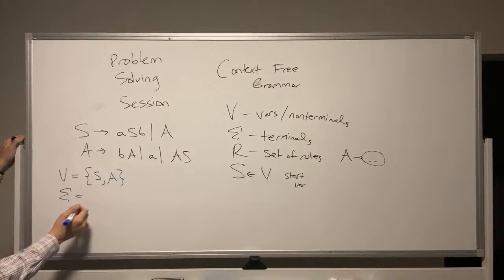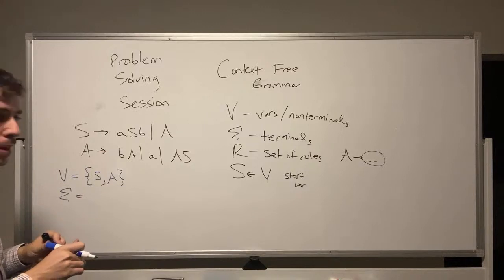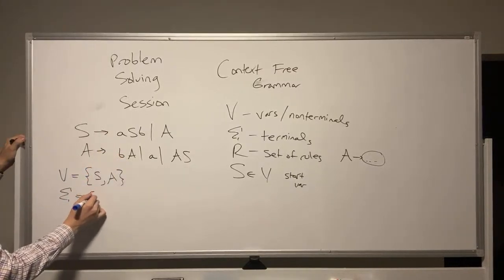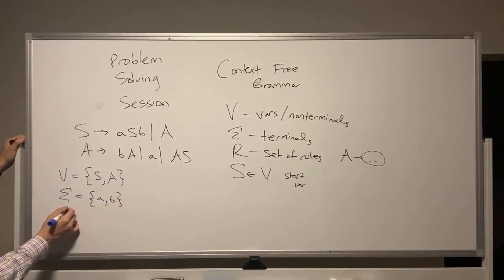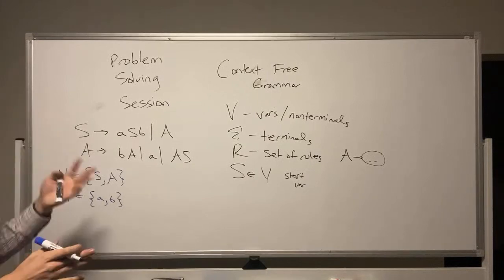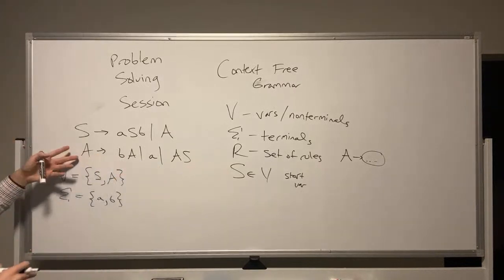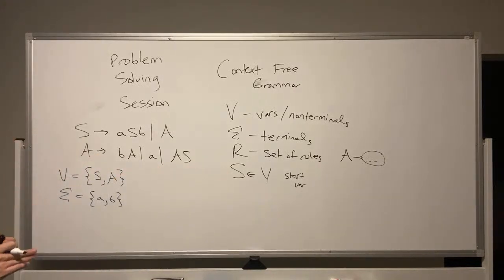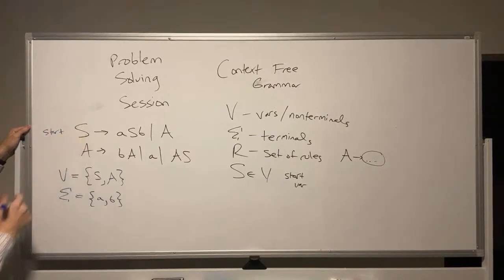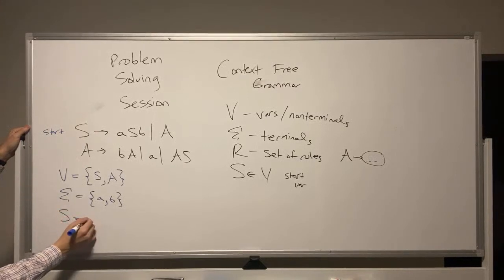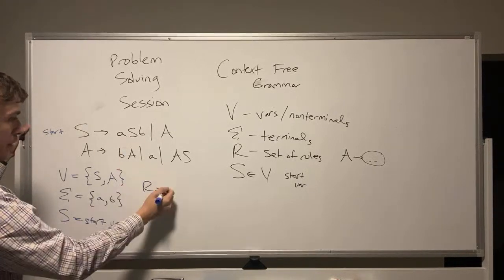The terminals here, usually we denote the terminals as being lowercase, although they don't have to be. In this case, they're a and b. So little a, little b. The start variable we can denote to be either S or A. It doesn't have to be called S, even though in the definition we call it S, it's just a name. So the variable A could be the start variable if we want it to. But let's say that the S variable is the start one. And then the set of rules are going to be these things above.